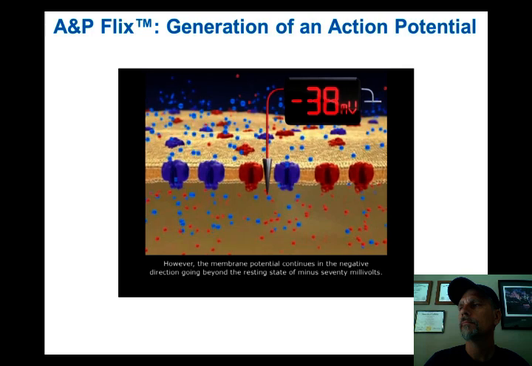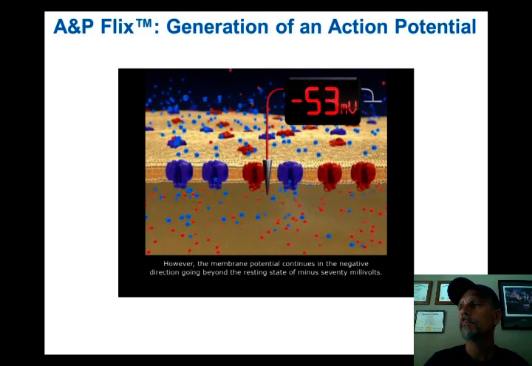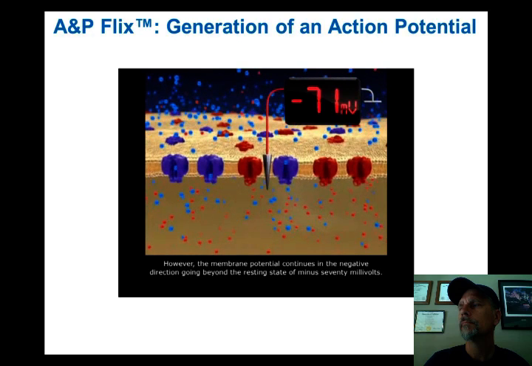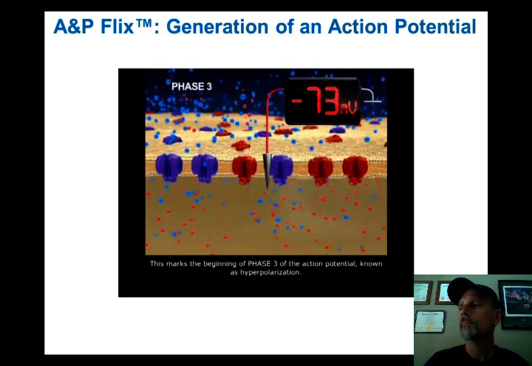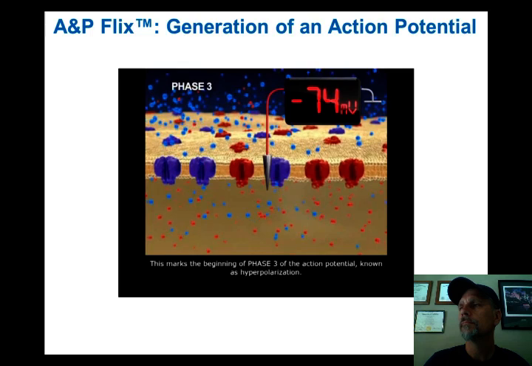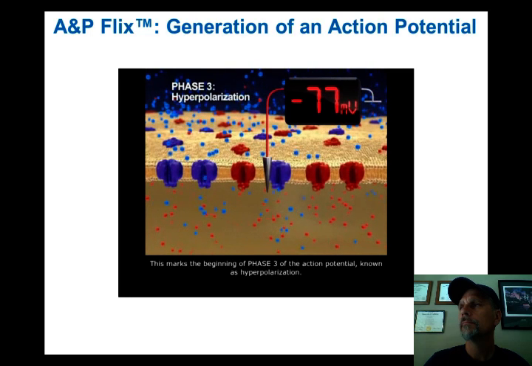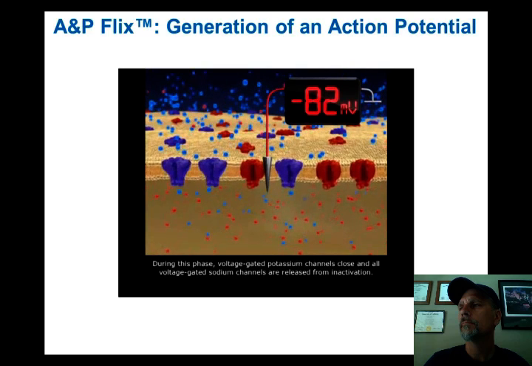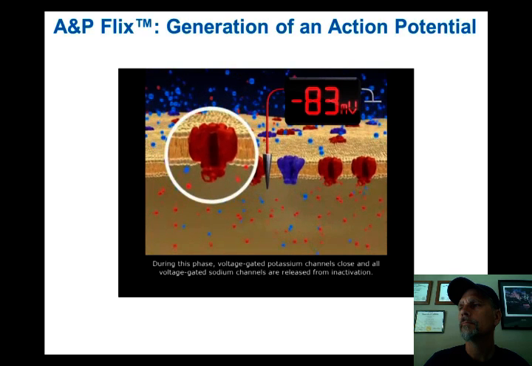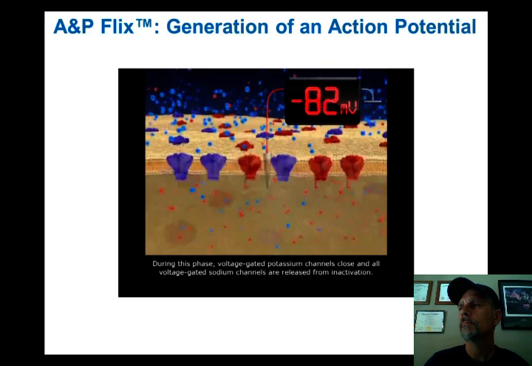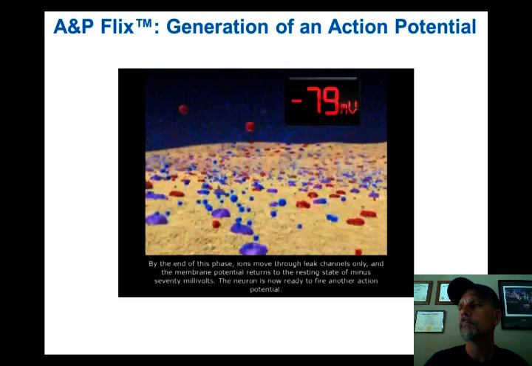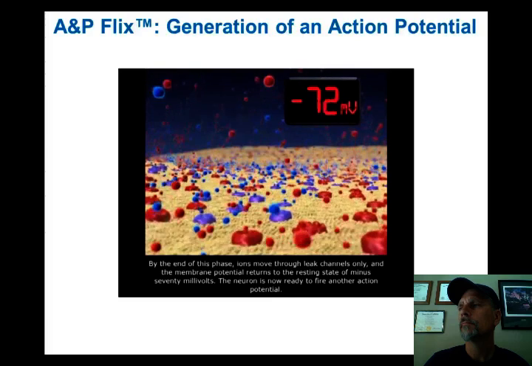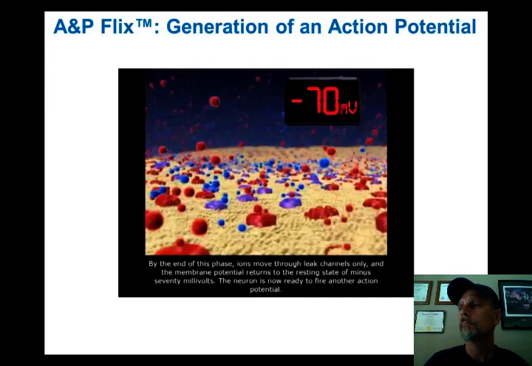However, the membrane potential continues in the negative direction, going beyond the resting state of minus 70 millivolts. This marks the beginning of phase 3 of the action potential, known as hyperpolarization. During this phase, voltage-gated potassium channels close and all voltage-gated sodium channels are released from inactivation. By the end of this phase, ions move through leak channels only, and the membrane potential returns to the resting state of minus 70 millivolts.